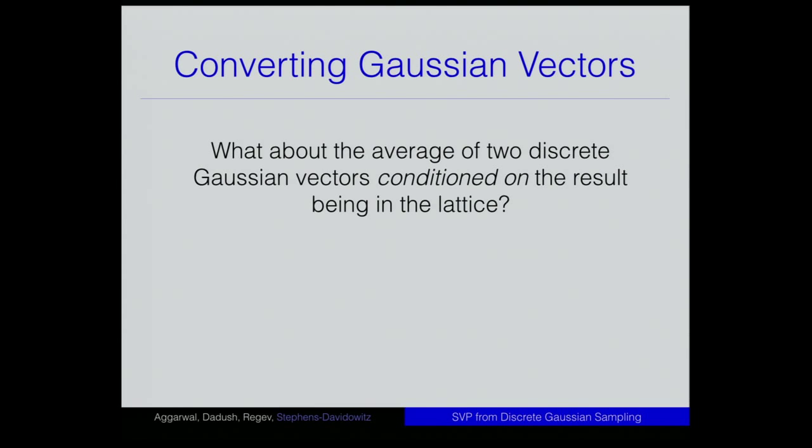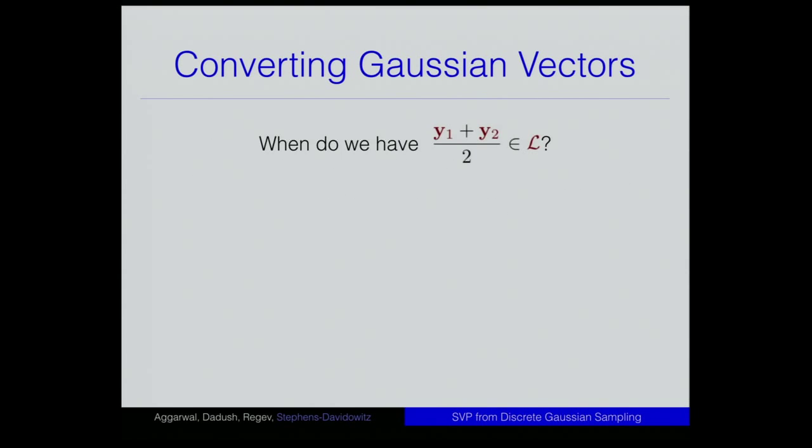And now I'm going to give you a sort of proof by picture. So the question is, if I have 2 vectors sampled from the discrete Gaussian with the same parameter, and I take their average, and I condition on the result being in the lattice, what do I get? Before the proof by picture, sorry, let's ask just when we have y1, the average being in the lattice.